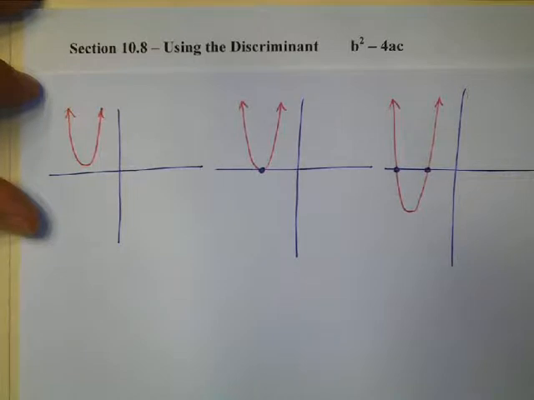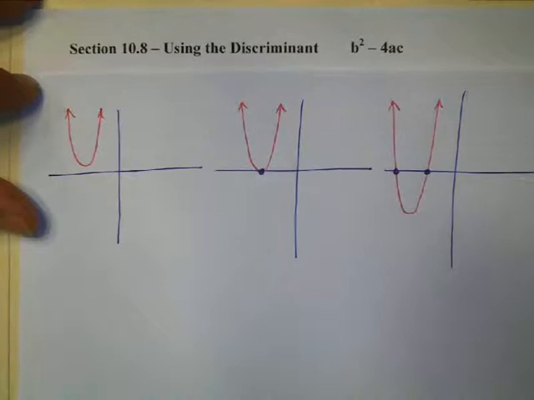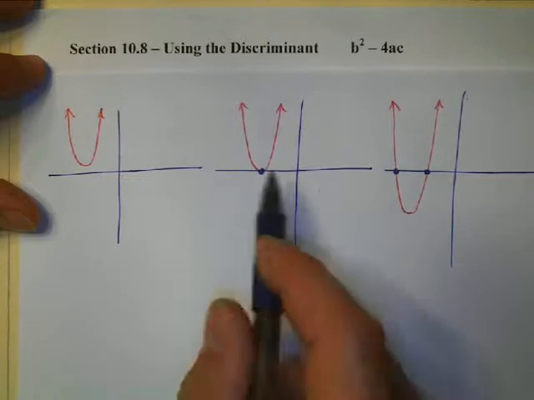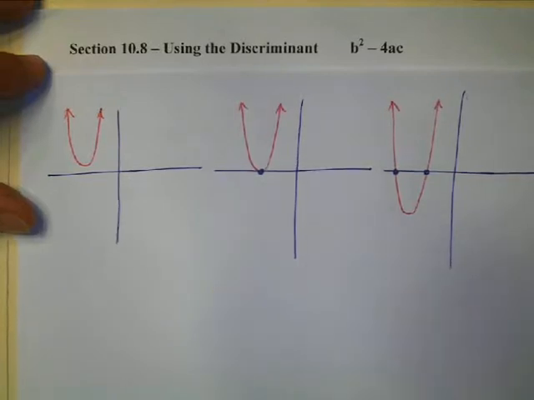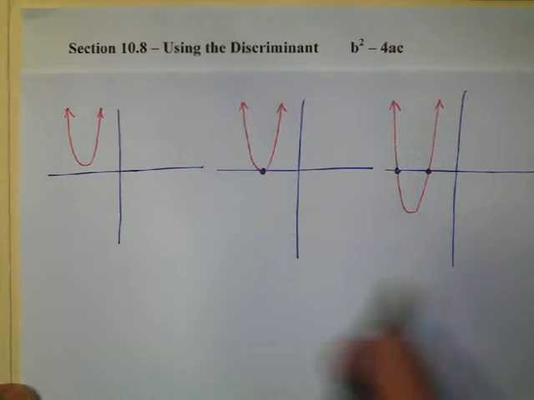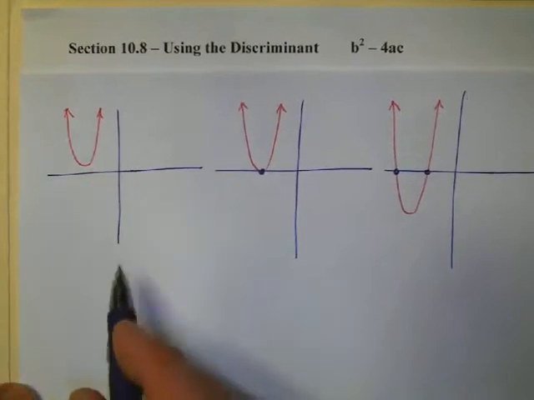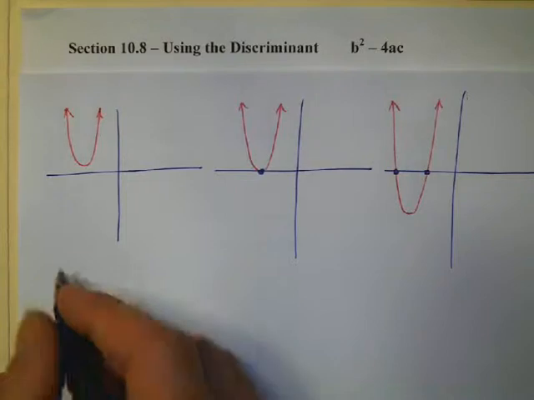This is section 10.8, quadratic formulas, and using the discriminant, part of the quadratic formula, to determine how many solutions we have. I've drawn three different parabolas on our graphs below. Our first parabola, you can see, does not touch the x-axis in any location. So, it has 0 x-intercepts, or it has 0 solutions.